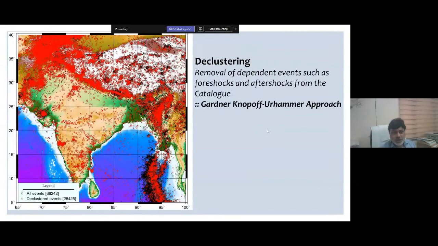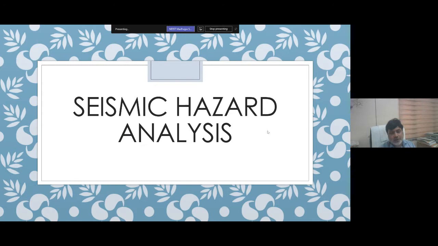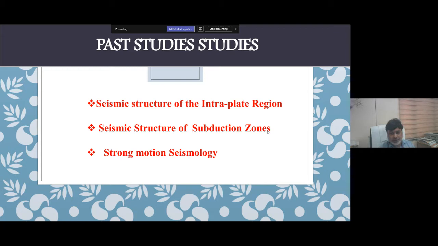Declustering was done using the Gardner and Knopoff approach, removing dependent events, such as foreshocks detected after the occurrence of main shocks and some aftershocks, to find the complete catalogs for these physical effects. So seismic hazard analysis now starts from here. The seismic structure of the intraplate region, the seismic structure of the subduction zone, and strong motion seismology are the ingredients of seismic hazard analysis.